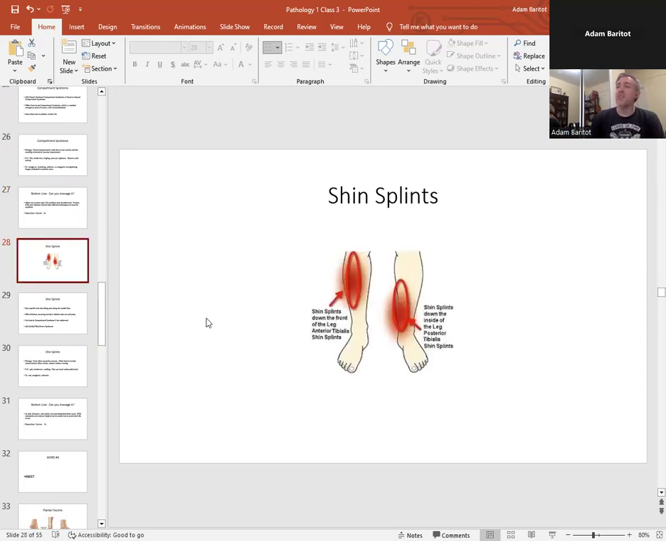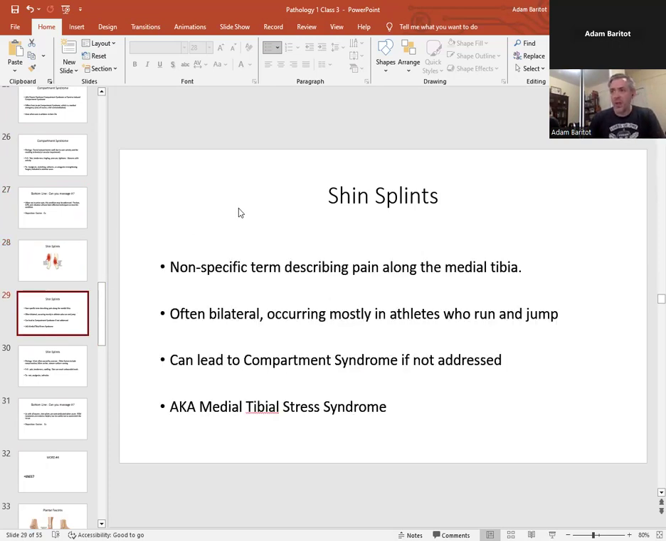Next condition on our list is shin splints. It is a non-specific term describing pain along the medial tibia. The pain can also occur on the lateral tibia. I'm just writing what the book says, but any pain along the shaft or diaphysis of the tibia could be referred to as shin splints. It is often bilateral, occurring in both legs, occurring mostly to athletes who run and jump: long jump, high jump, pole vault. If not addressed properly, it can lead to the development of a compartment syndrome. This is also known as medial tibial stress syndrome in some texts.